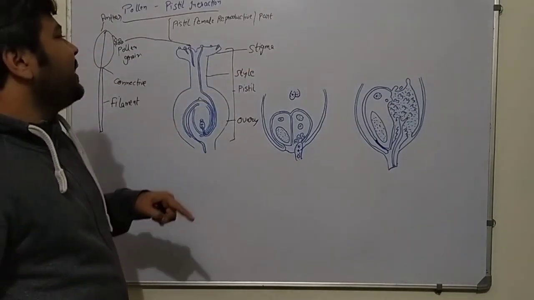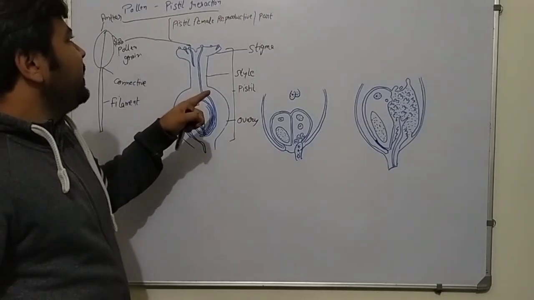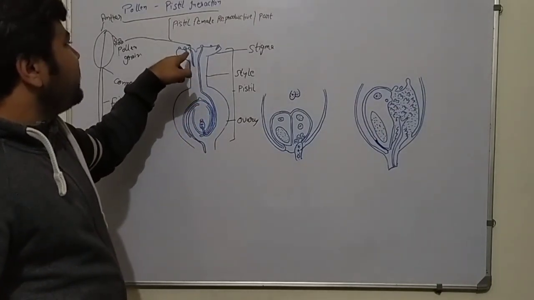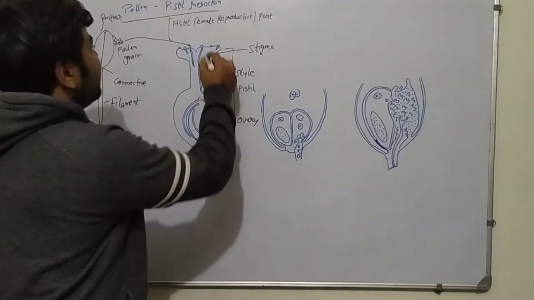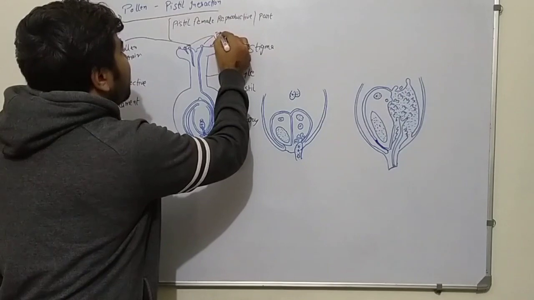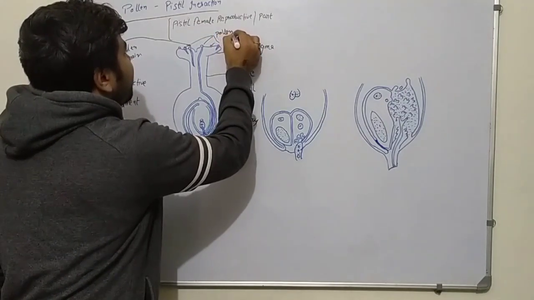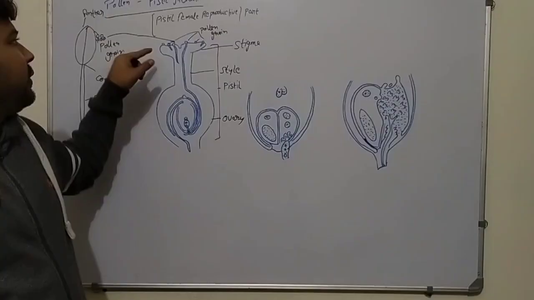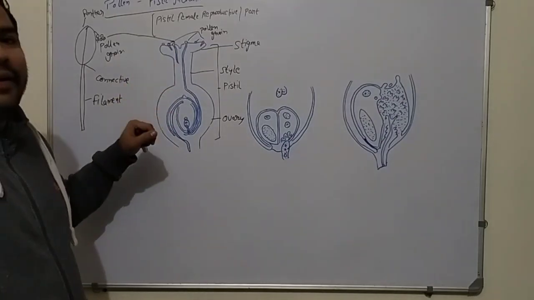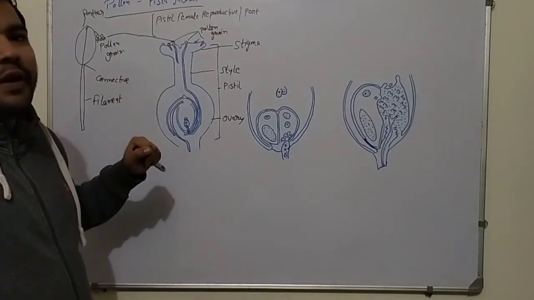The stigma region is a receptive part of the female reproductive part. It receives numerous pollen grains. As you see in that, these are the pollen grains. Only the compatible pollen grain with the egg produces a pollen tube.